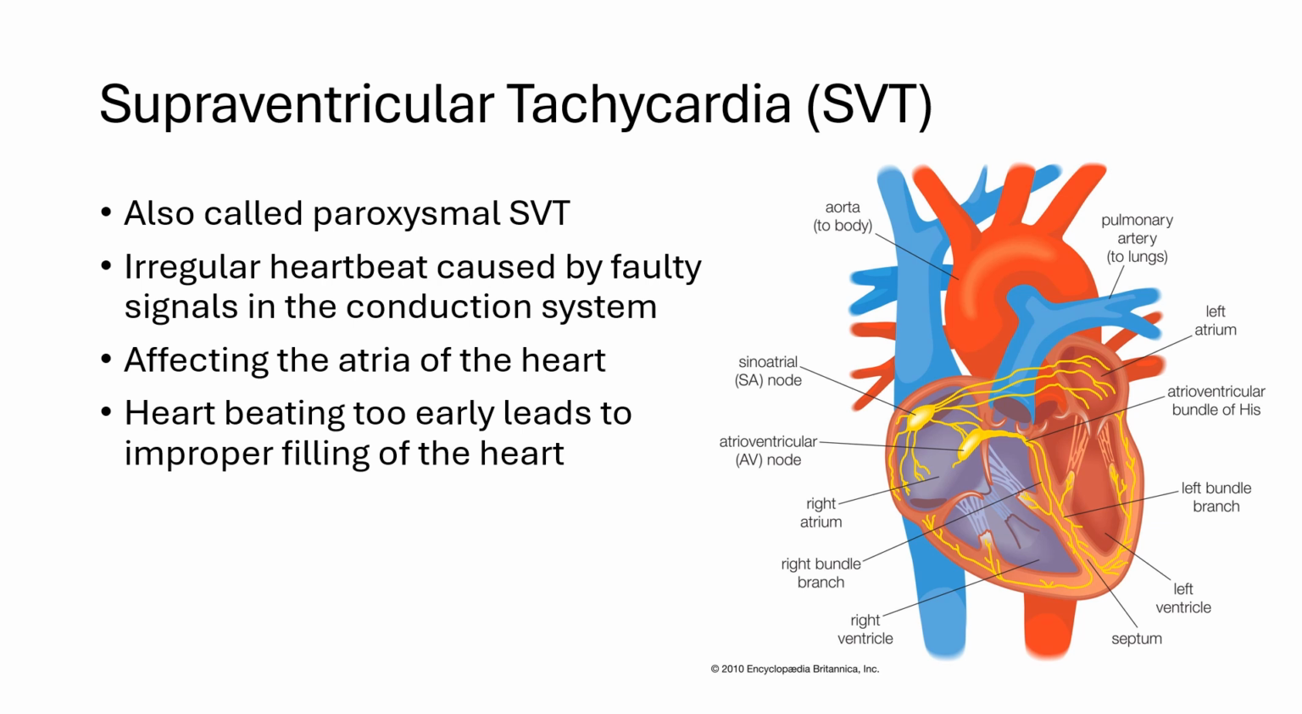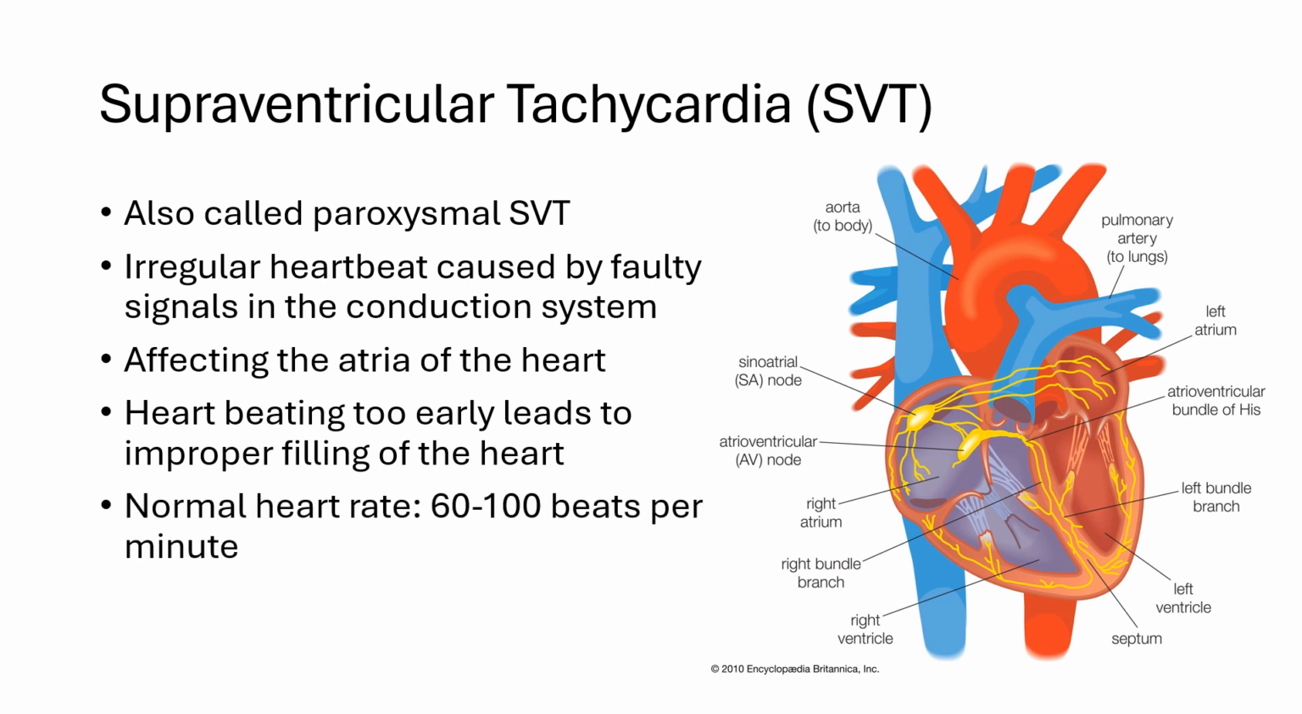Where issues can arise is when people can develop chest pain, they can get syncope, shortness of breath, dyspnea, those kinds of symptoms. As we know, a normal heart rate is about 60 to 100 beats per minute. But for SVT, it's going to range anywhere from about 150 to about 220 beats per minute.